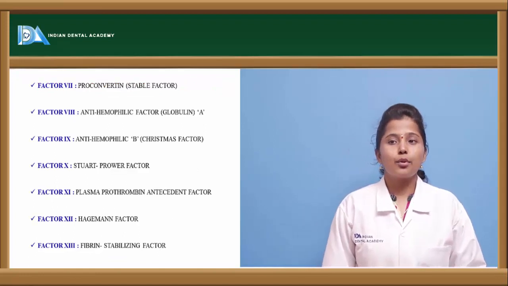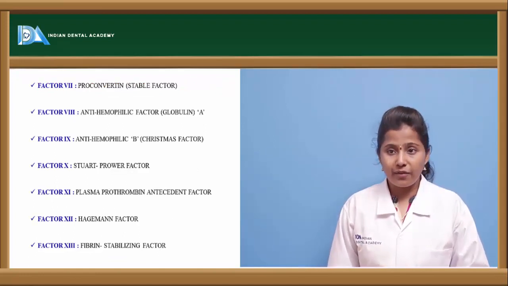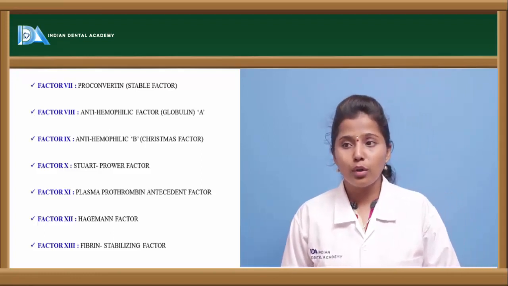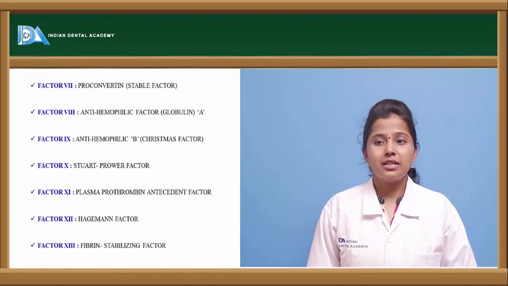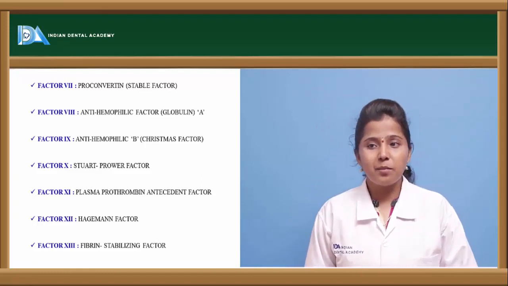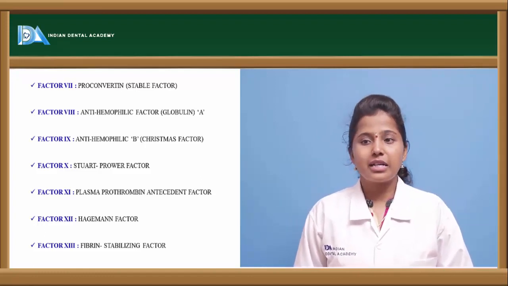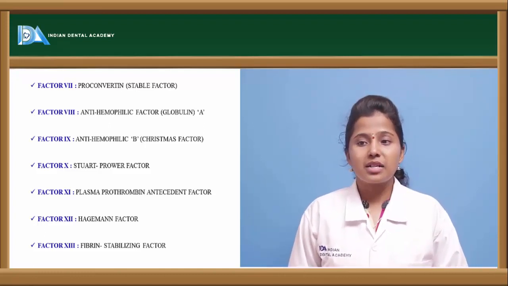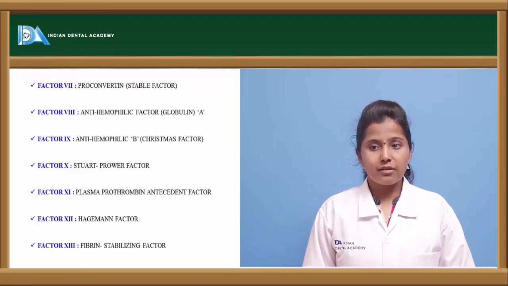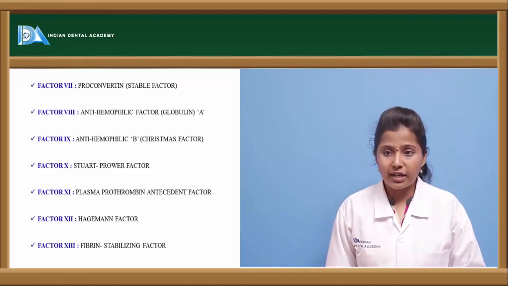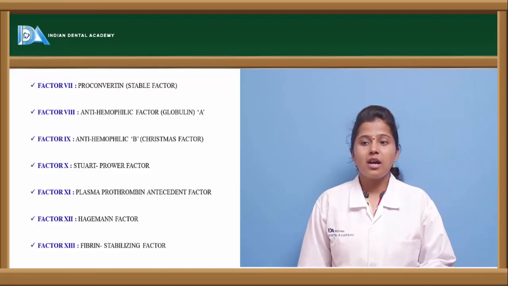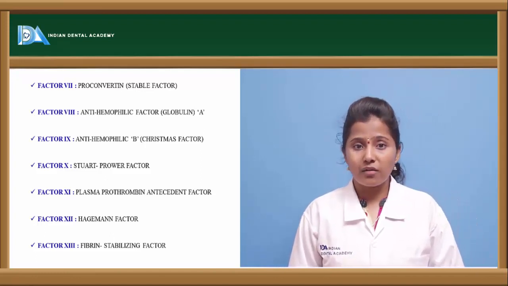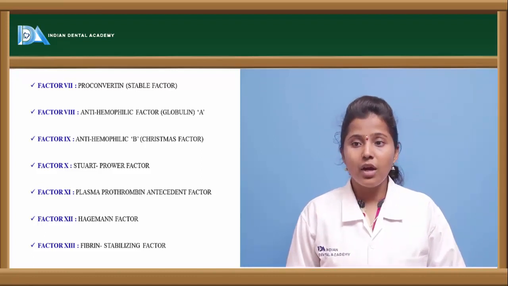Factor 7 is proconvertin or stable factor. Factor 8 is antihemophilic factor or globulin A. Factor 9 is antihemophilic B or Christmas factor. Factor 10 is Stuart-Prower factor. Factor 11 is plasma thromboplastin antecedent. Factor 12 is Hageman factor, and factor 13 is fibrin stabilizing factor. So these are the 13 blood clotting factors involved in the process of coagulation.